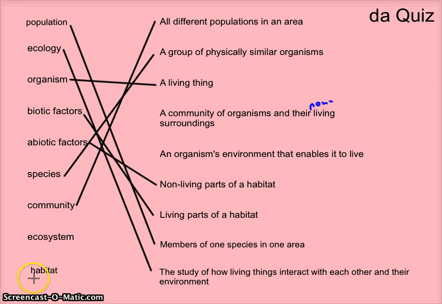Final two, ecosystem and habitat. You know it's going to be right here. Ecosystem, a community of organisms and their non-living surroundings, which means habitat is an organism's environment that enables it to live.